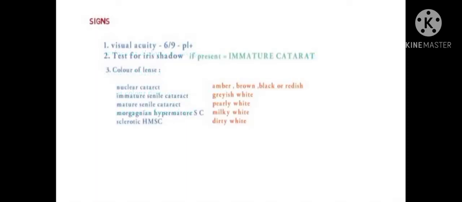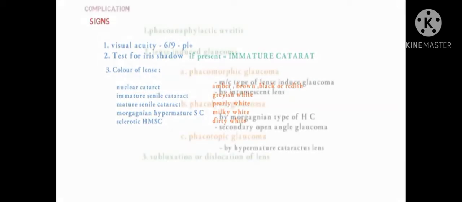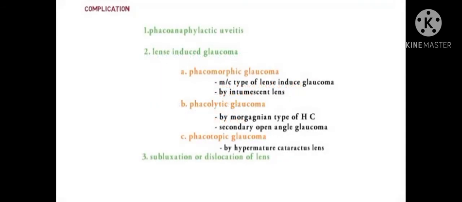And after that, we take a look at signs and the color of lens, and at last we discuss the complications, that is phacoanaphylactic uveitis, lens-induced glaucomas, and subluxation or dislocation of lens. So this is all about the senile cataract. It is a very important topic as far as your NEET and your UG preparation.